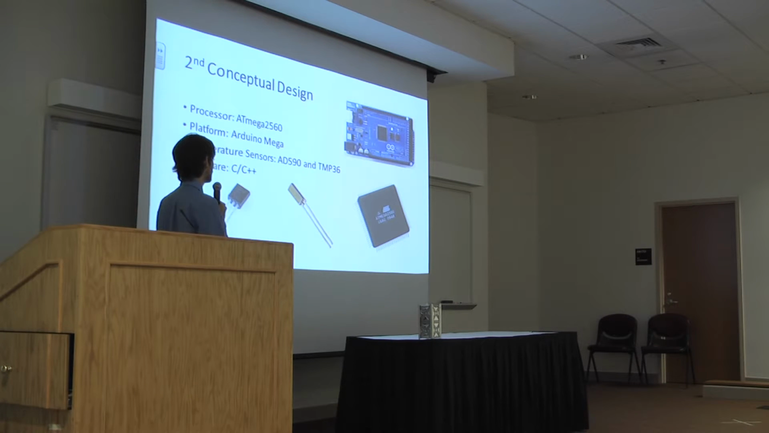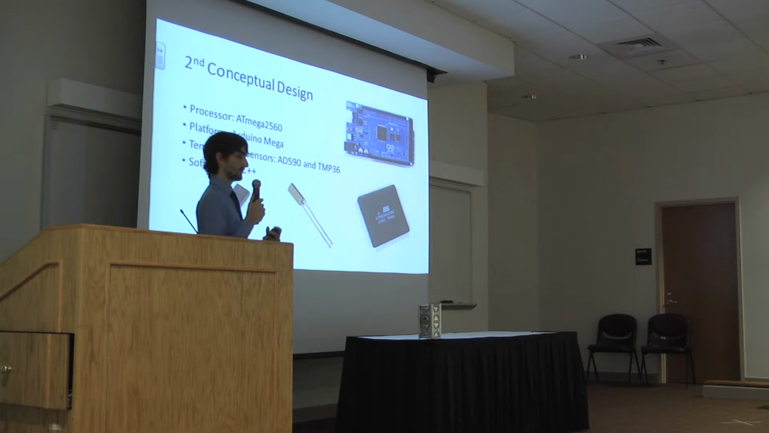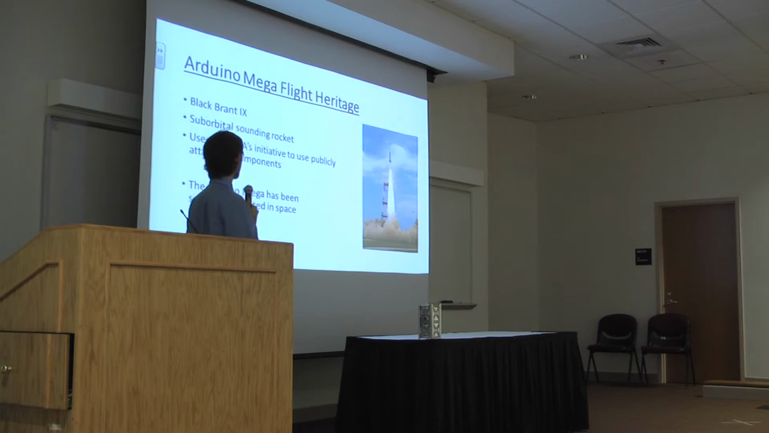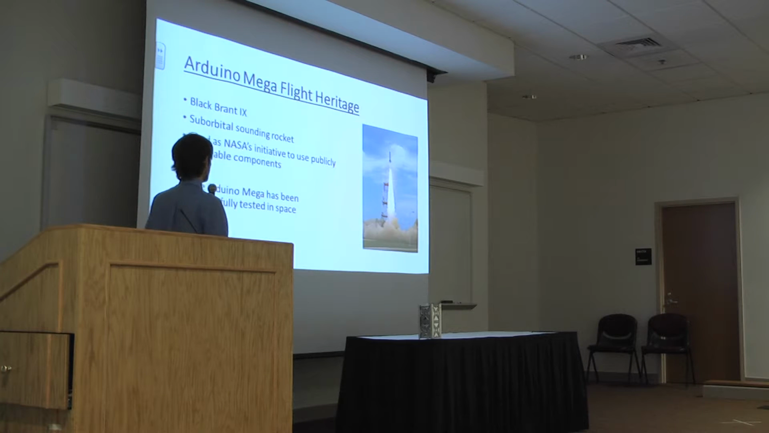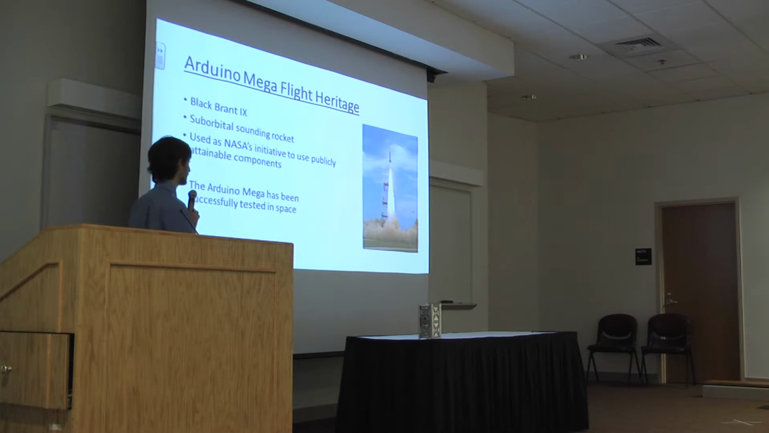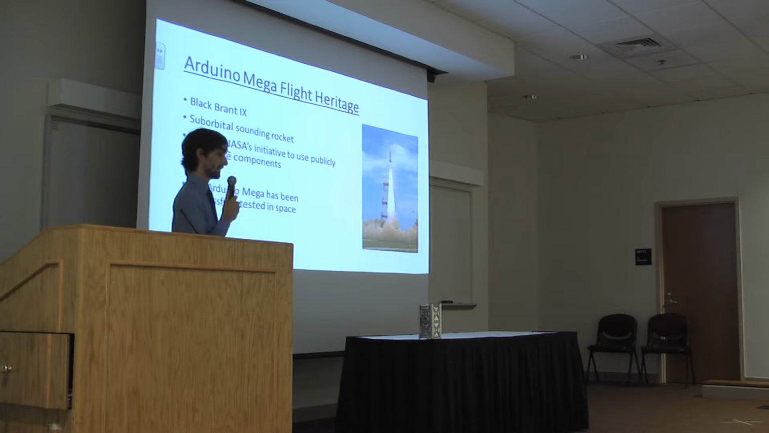This was to compare and evaluate how each one did differently under each stress. The software that the Arduino Mega uses is kind of C and C++ with some Arduino-specific commands. Like the previous processor, it's important to note that this processor does have flight heritage. It flew on the Black Brant 9, which is a suborbital sounding rocket, and it was part of NASA's initiative to say that they could use publicly attainable parts on their rockets. So this one as well has flight heritage.